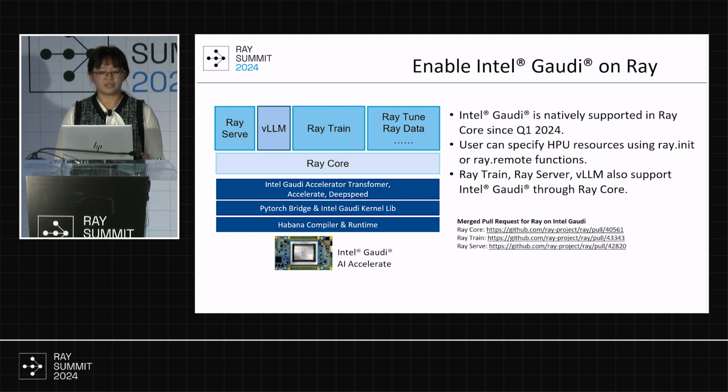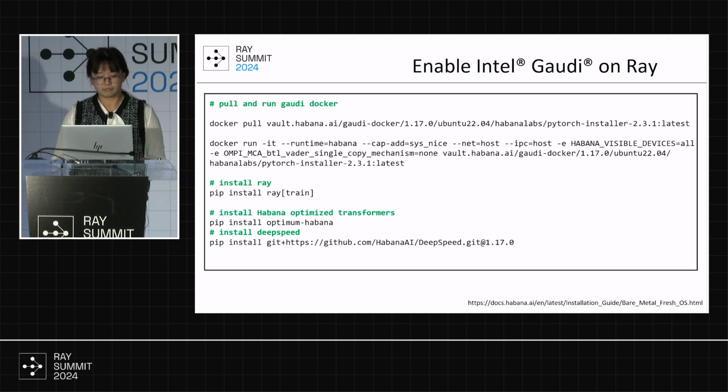To enable Intel Gaudi, users only need to specify the HPU resource through Ray init or a Ray remote function. It's really simple. And for Ray Train, Ray Serve, and vLLM, we also support Intel Gaudi through Ray Core. So here's an example to enable Intel Gaudi on Ray. As you can see here, the only thing you need to do is, sorry, this is the next page. So this one is just telling you how to bring up the drivers.